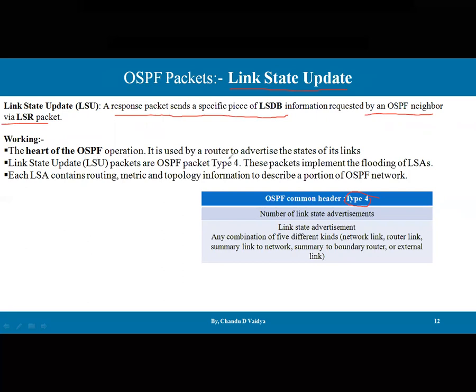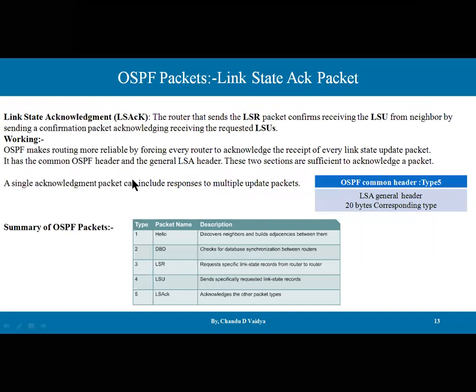How does it work? It is the heart of OSPF operation. It is used by the router to advertise the state of the links. The current state of the link is advertised. The link state update packets are OSPF packet type 4. This packet implements the flooding of LSAs at advertisement. Each LSA contains the routing metric and topology information to describe a portion of the OSPF network. So this is the format available here, and this is the update. It is sent as a reply to the particular request made by any OSPF neighbor, and it comprises the state information of all the available nodes. So this is the core part of the OSPF protocol, guys. We have implemented it in that particular Packet Tracer.